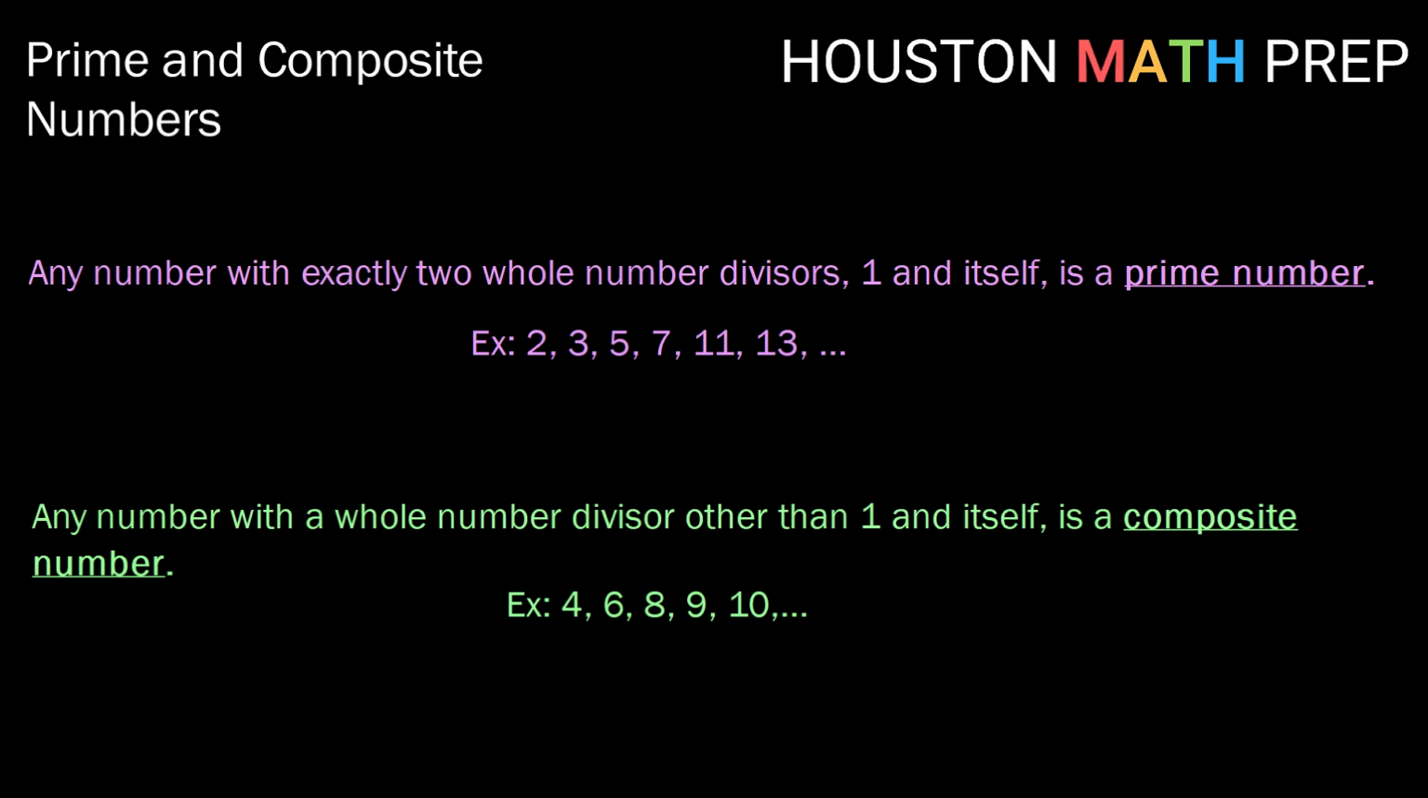Thinking about the opposite of that, any number with a whole number divisor other than 1 and itself is what we call a composite number. So an example of that might be 4, 6, 8, 9, 10. 4, as an example, can be written as 1 times 4, but it can also be written as 2 times 2, which means 4 has the divisors 1, 2, and 4. So because it has a number other than just 1 and itself as a divisor, 4 is a composite number.